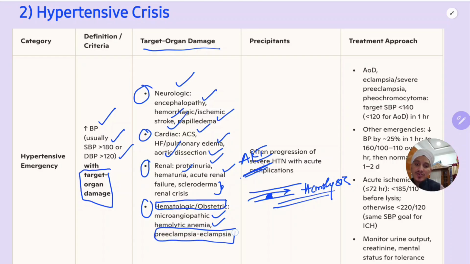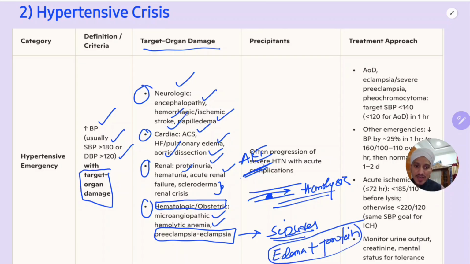And pre-eclampsia and eclampsia, you already know the symptoms of pre-eclampsia. The patient may be having seizures, or the patient can have edema plus protein in the urine along with increased BP, that is pointing towards preeclampsia. And when the patient develops seizures, then it is called eclampsia. Sorry, pregnant patient. So a pregnant patient coming with high BP along with edema plus protein in urine, that is preeclampsia. But coming with seizures with increased BP, that is eclampsia. So these can be the causes.